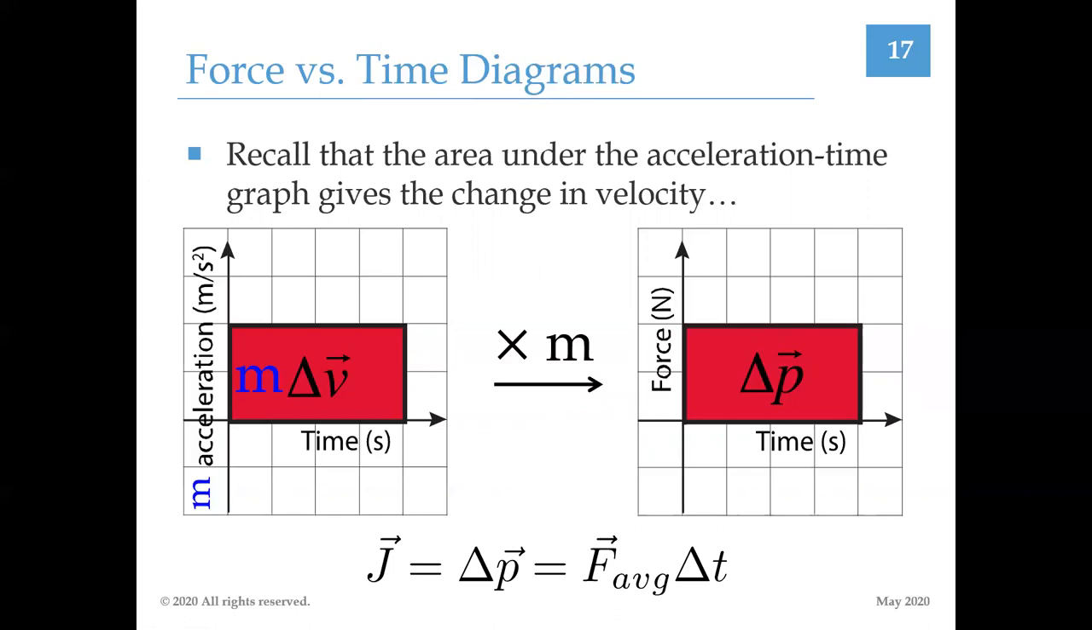So now we have again, J is equal to delta P is equal to F average times delta T. So impulse is equal to the change in momentum is equal to the average force times the change in time.